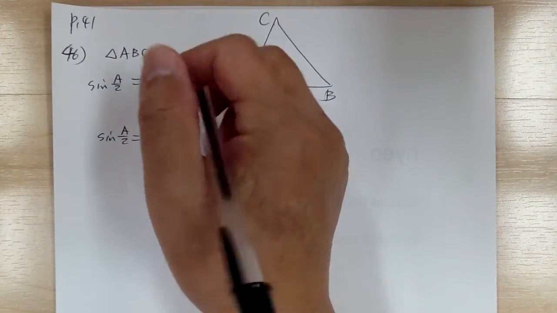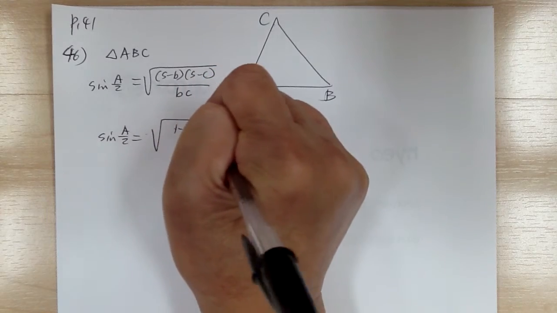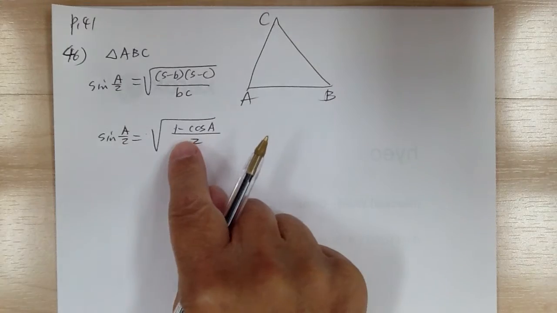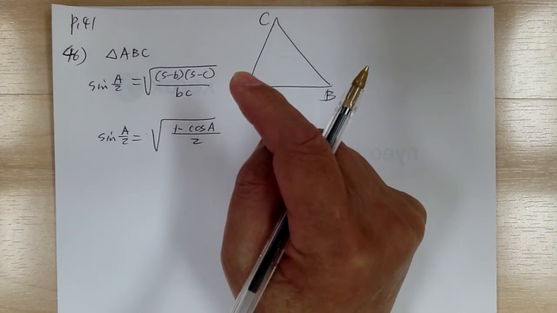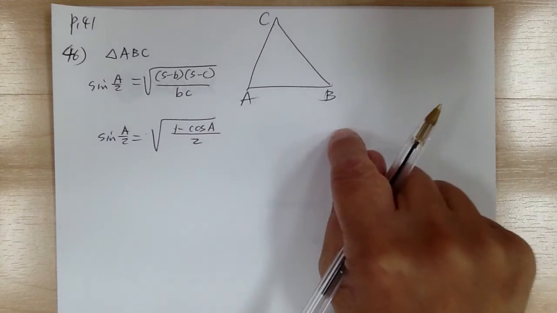So this will give you 1 minus cosine A over 2. Okay. So we're going to try to find a way to relate this into here. Since we deal with A, we're going to go off to the side.